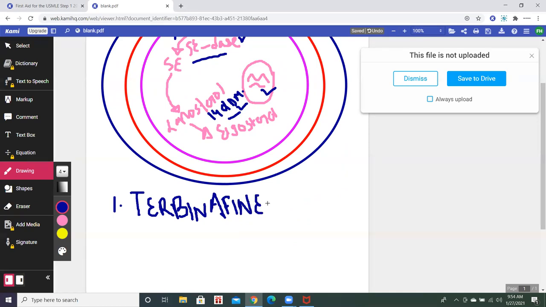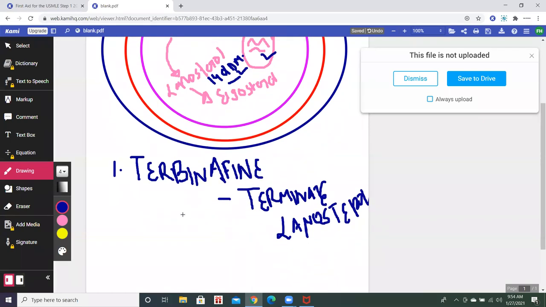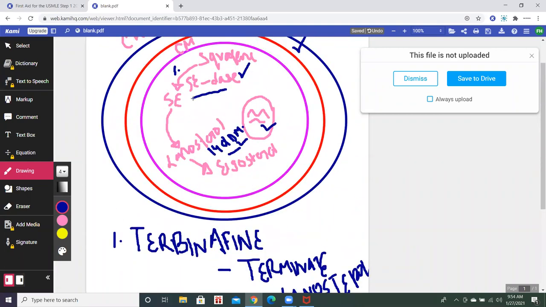Terbinafine, you can use a mnemonic such as terbinafine will terminate lanosterol. Termination of lanosterol, meaning that it will prevent the formation of lanosterol. Terbinafine terminates lanosterol. So terbinafine for terminate. So that's one way you can remember this. That's for terbinafine.